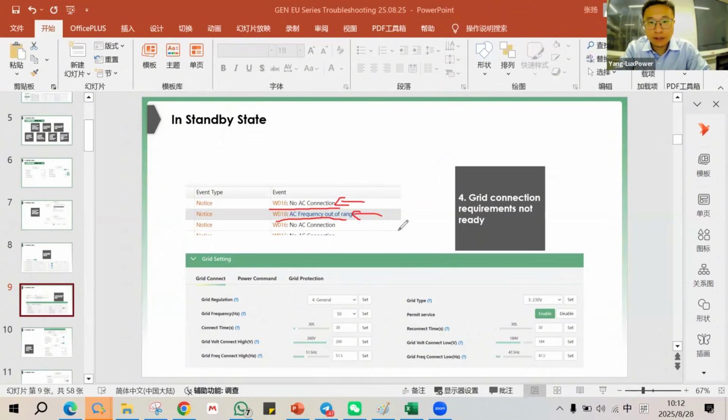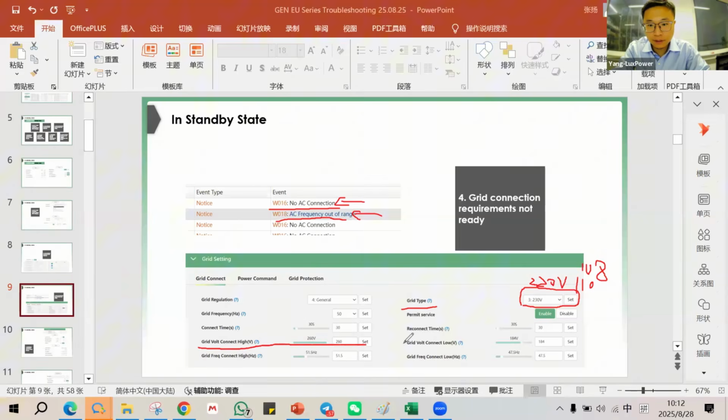So first of all, you need to take care of those warnings, and then go to the grid settings to see the grid type. In Germany or the EU, we mostly use 230 volts, and I think in other countries maybe it's 220. In some cases you have split phase, maybe 108 or 110. Just make sure you choose the right grid type before you connect the AC. And also set the correct AC voltage.